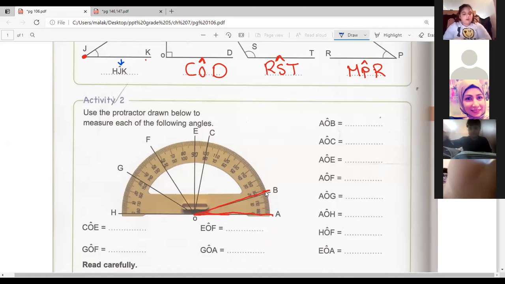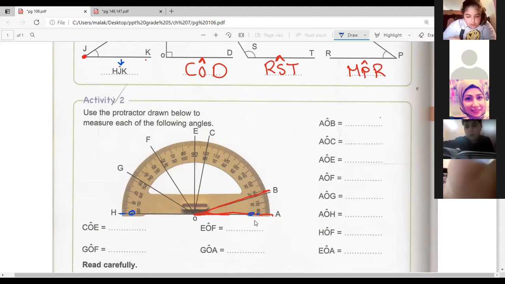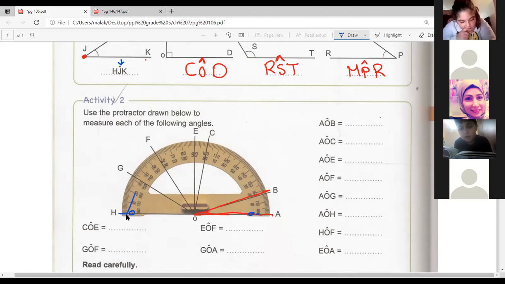AOB. The first step, we look at AO. AO touches zero from where? Right or from left? From right. So I will use the inside scale. I will cross out the outside, I will only use the inside scale. Okay. We always start measuring from zero. We start counting from zero until we reach the point B, because it is AOB. Yalla, start counting from zero.